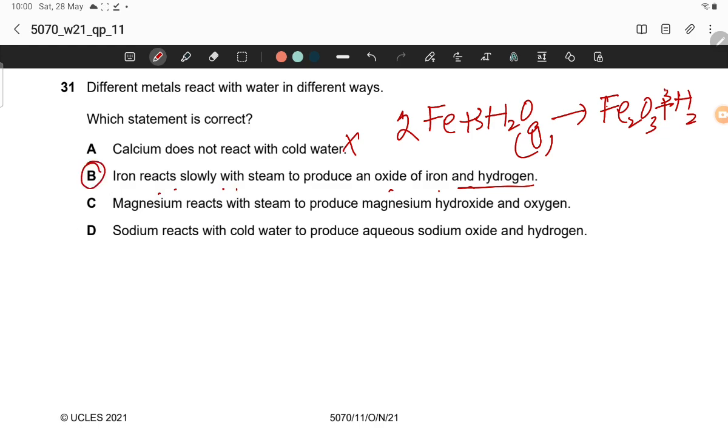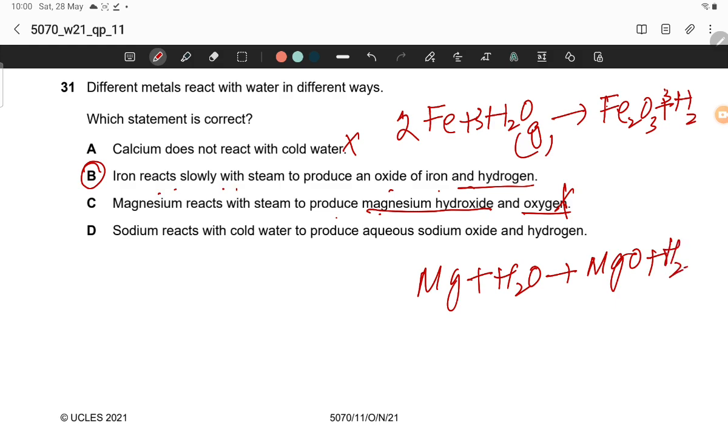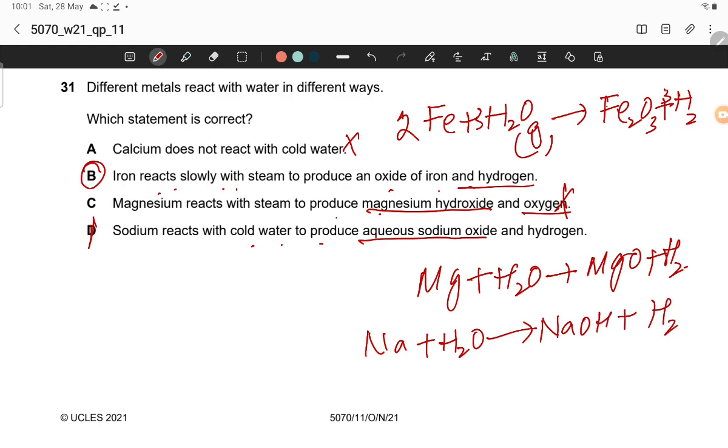B option is correct. Magnesium reacts with steam to produce magnesium hydroxide and oxygen. This is incorrect. Magnesium reacts with steam with H2O to form magnesium oxide and hydrogen gas. Sodium reacts with cold water to form sodium hydroxide and hydrogen gas. So this is also incorrect.